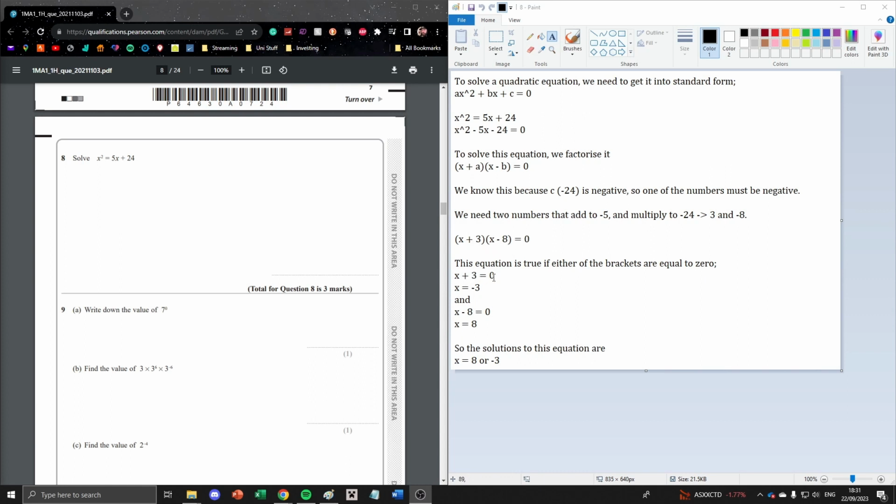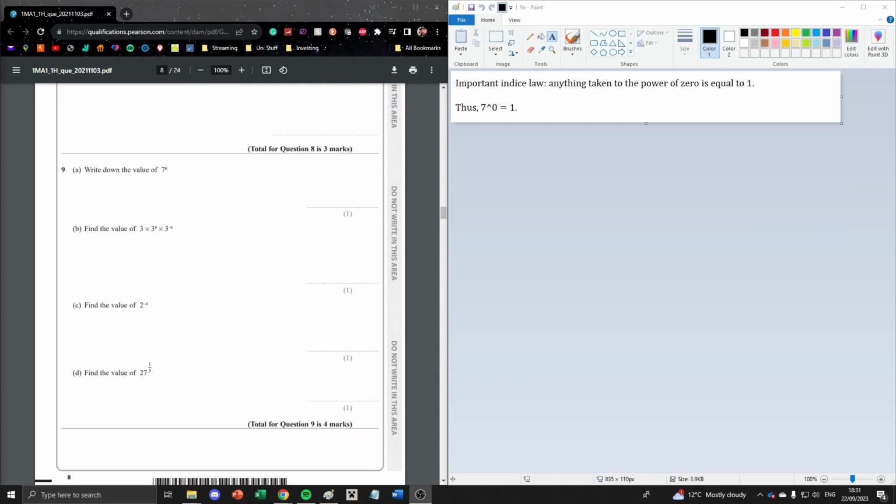So either x plus 3 equals 0, and so by subtracting 3 from both sides, we have x equals minus 3, or x minus 8 equals 0, and so adding 8 to both sides, we get x equals 8. So the solutions, plural, to this equation are x equals 8 or x equals minus 3.